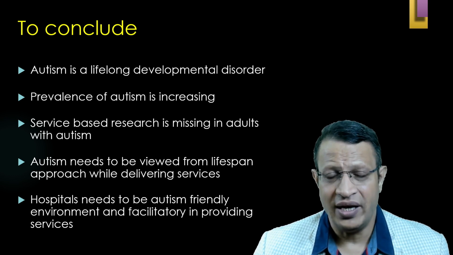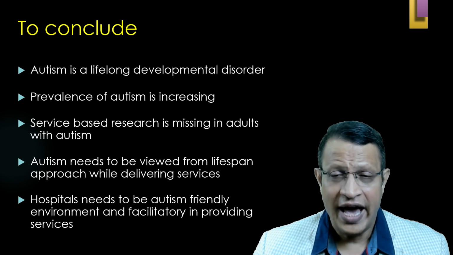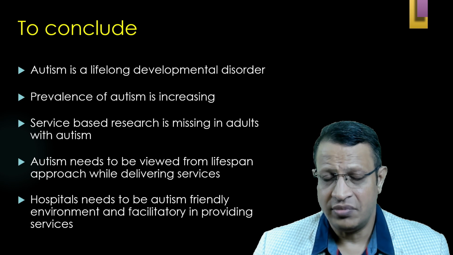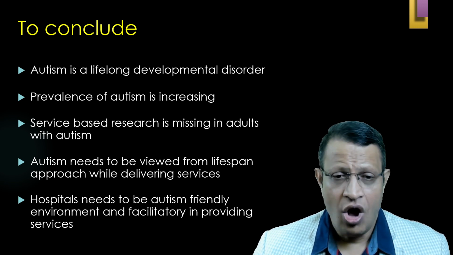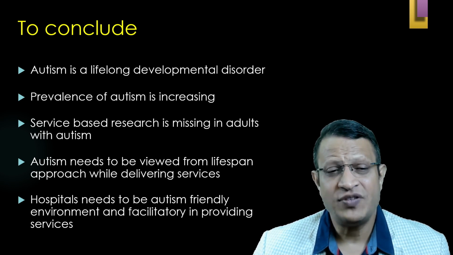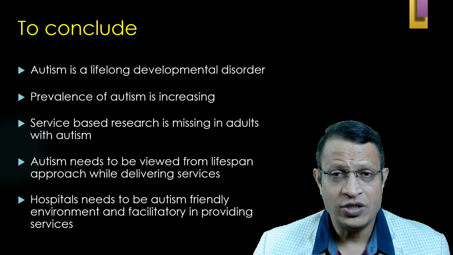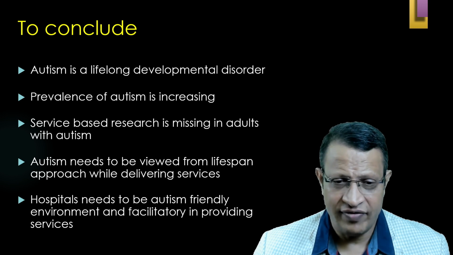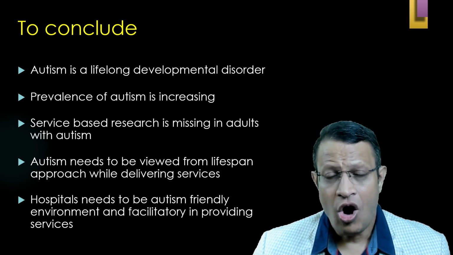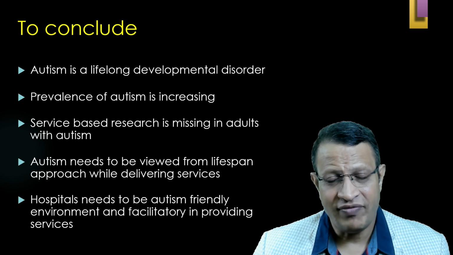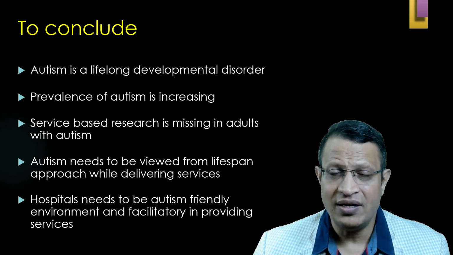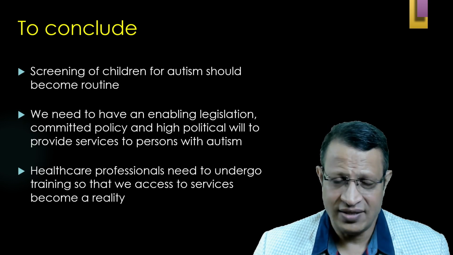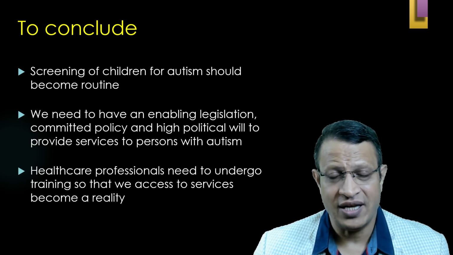Services, especially in adult autism, are very poor. Hence, we need to make efforts to provide services for autism and family members. Autism needs to be viewed from a lifespan perspective and approach. Hence, we need to provide services from womb to tomb with regard to autism, my dear friends. Hospitals need to be autism friendly, environment friendly, and facilitatory in providing services for persons with autism, my dear friends. Screening of children is essential, as I mentioned.